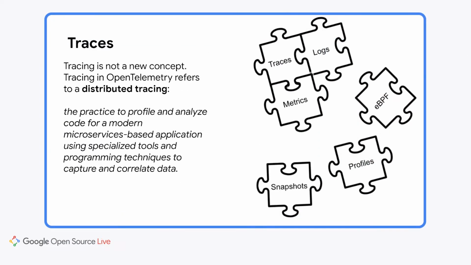Tracing is not a new concept. For years, people were recording the beginning of a request, processing of the request, and returning the results. When we talk about tracing today, we refer to distributed tracing. These days, distributed tracing as a practice to profile and analyze code for modern microservices-based applications is everywhere, because all applications are split by network and into multiple components.